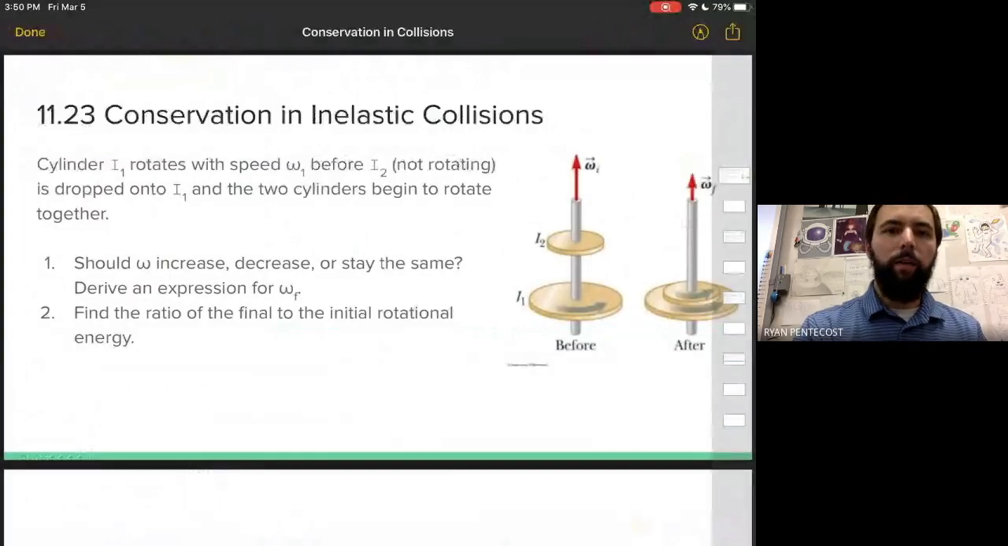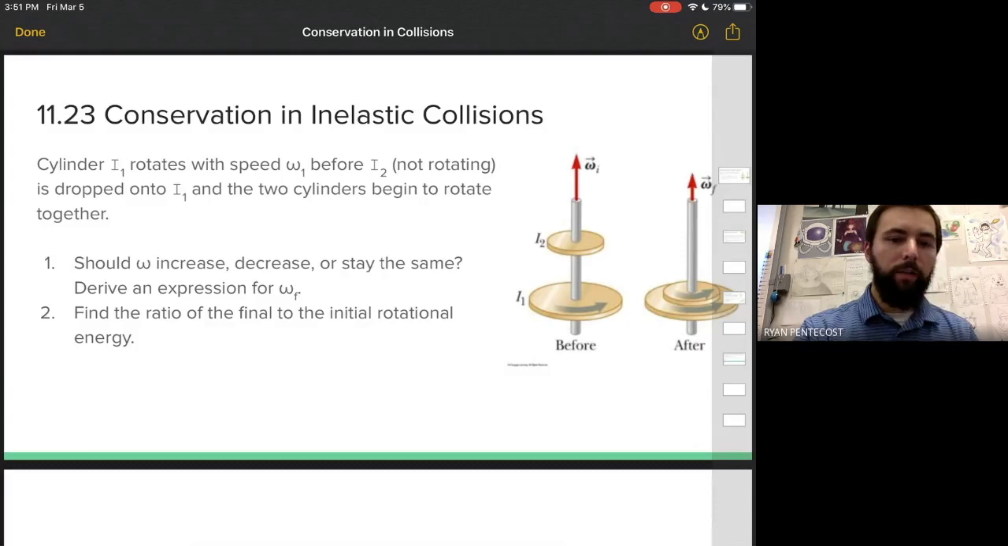Hi, everyone. Today we are going to talk about conservation of angular momentum in collisions. So first we have these two disks, two cylinders. One is rotating, one is not. The one called number one, with moment of inertia I1, is rotating with an angular speed omega 1, before the second cylinder, with a moment of inertia of I2 and not rotating, is dropped onto the first cylinder, and the two cylinders begin to rotate together.